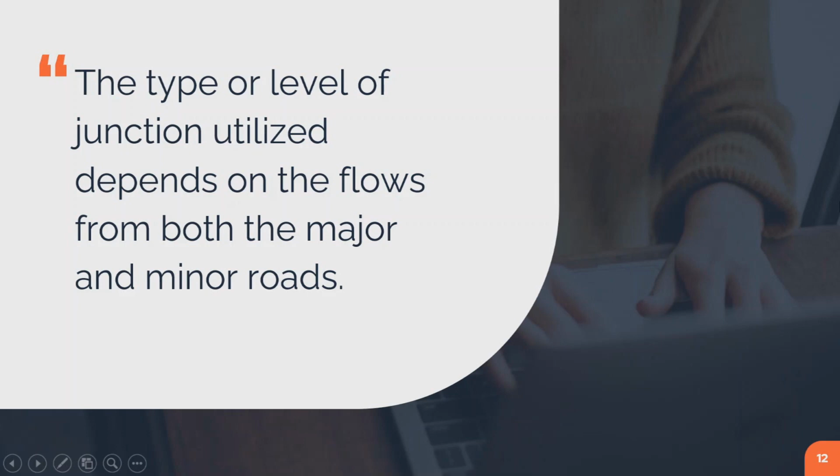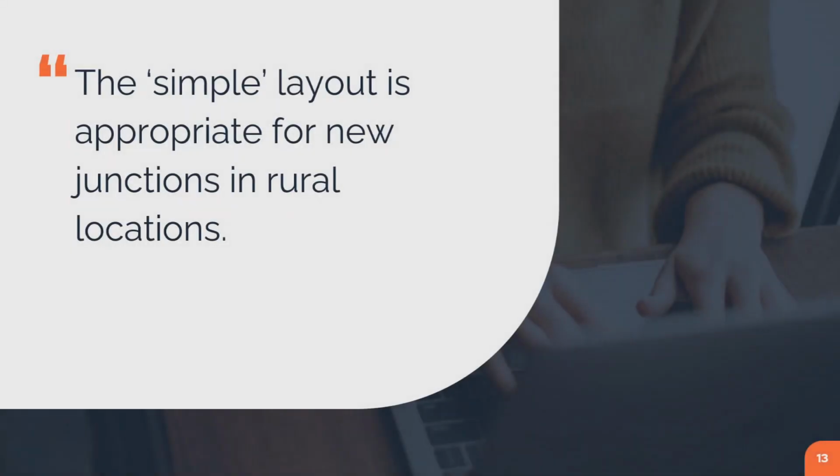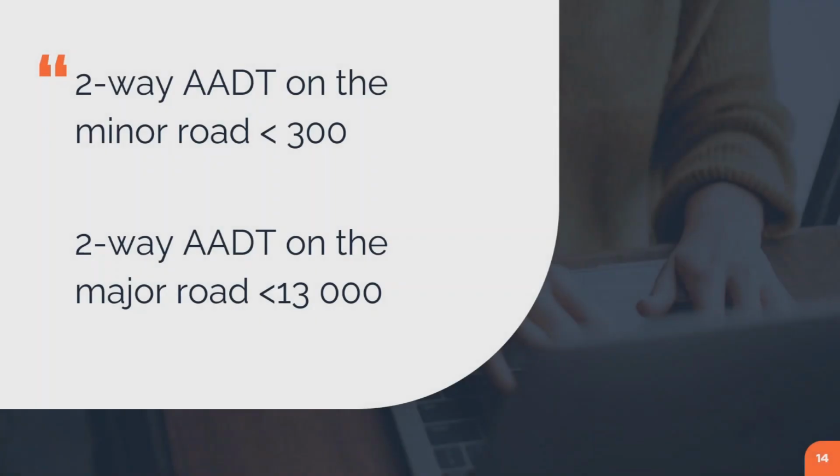The type or level of junction utilized depends on the flows from both the major and minor roads. The simple layout is appropriate for new junctions in rural locations. The two-way AADT on the minor road is not expected to exceed 300 vehicles, with the major road two-way AADT not exceeding 13,000 vehicles.